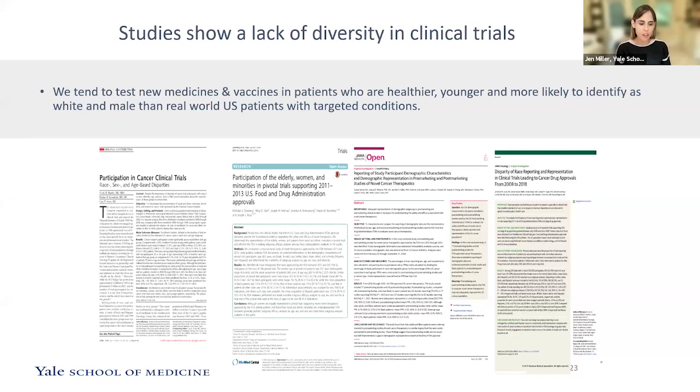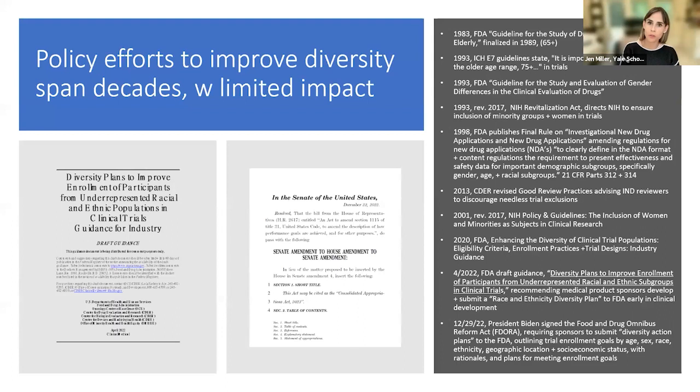Next slide. Policy efforts to improve both demographic reporting and representation in research, while extensive and spanning greater than 40 years, have had limited impact. For example, you can see in 1998, the FDA issued the demographic rule requiring new drug applications to present safety and effectiveness data across sex, age, and racial subgroups.